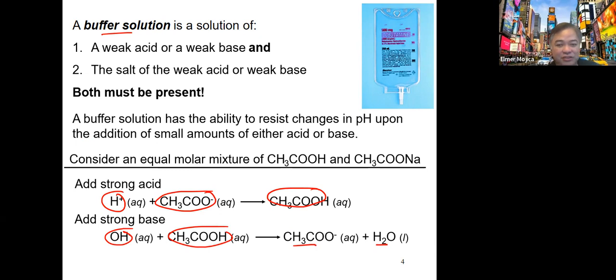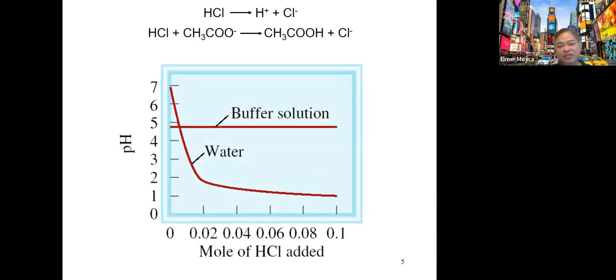So if you're going to look at a specific example here, like the presence of HCl, ang mangyari doon, yung H plus na mag-produce, it magre-react doon yung acetate ion to produce acetic acid and chloride. The pH will not change. So if you have a buffer solution, the pH will be consistent. But if there's no buffer there, kapag nag-form yung H plus at Cl minus, bababa yung pH mo.